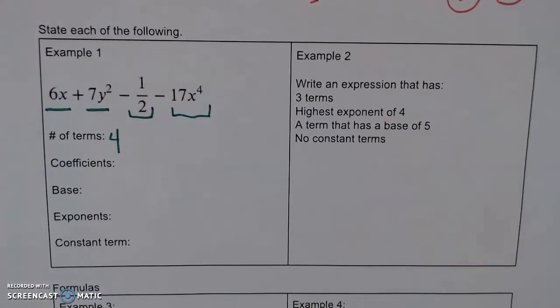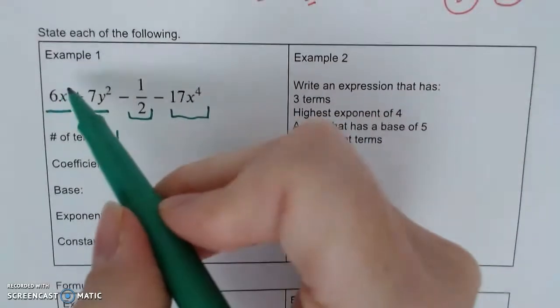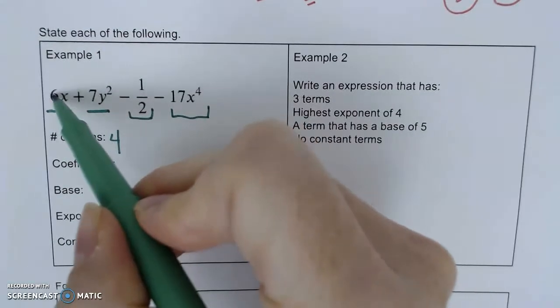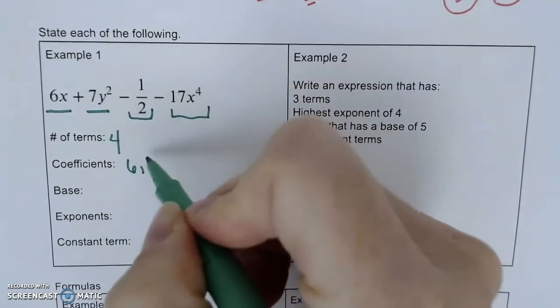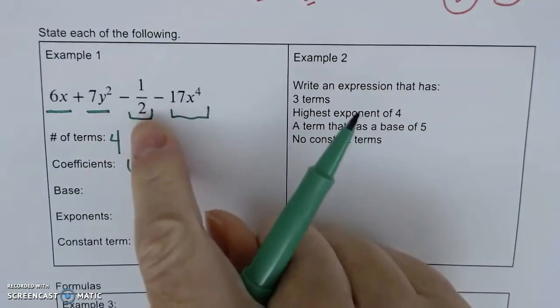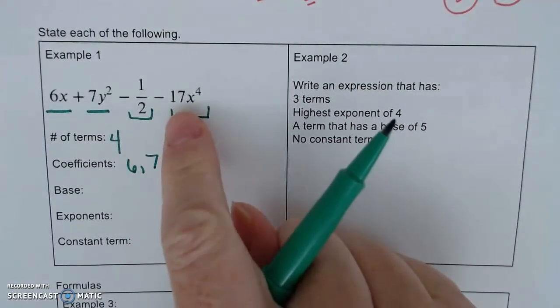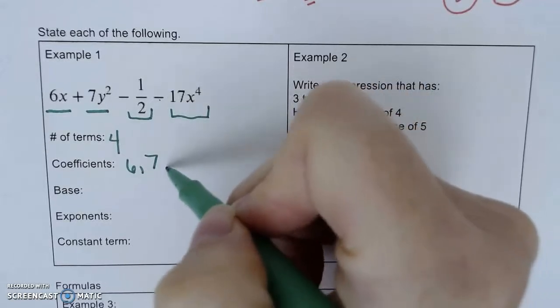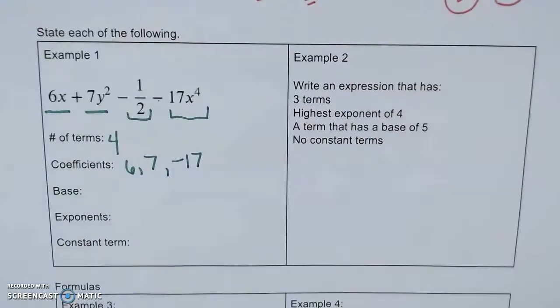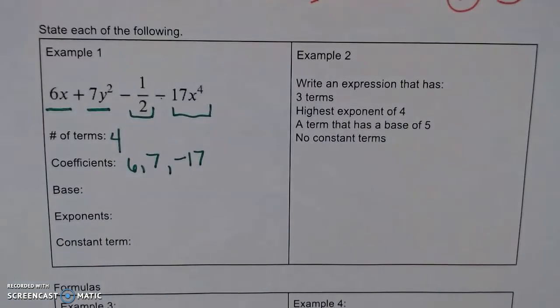For coefficients, we're going to look in front of all of the letters. So I look in front of, here's x, so the coefficient would be 6. Here's y squared, we look in front, the coefficient is 7. I don't have a letter here. And then here's x to the 4, so look in front, and it's actually negative 17. Remember, negative and subtract have the same meaning.